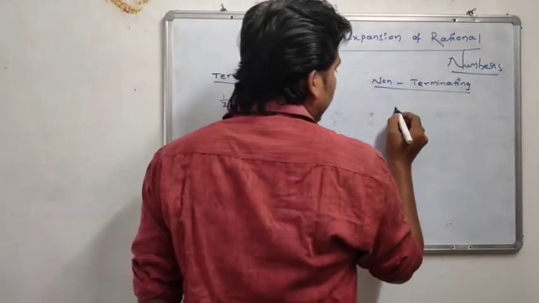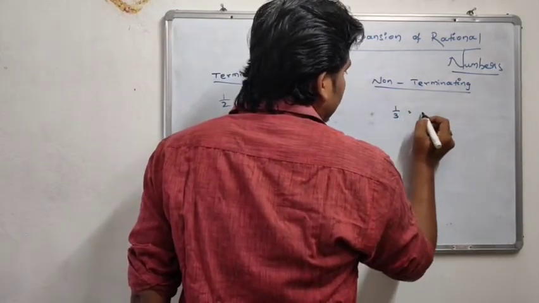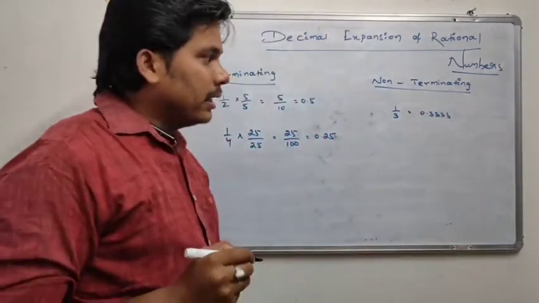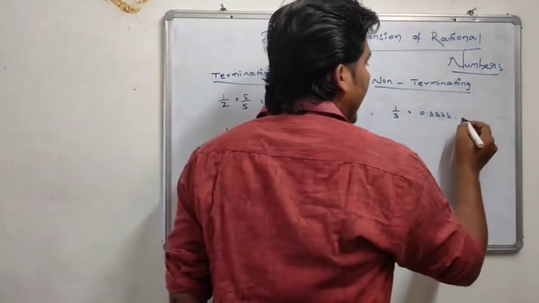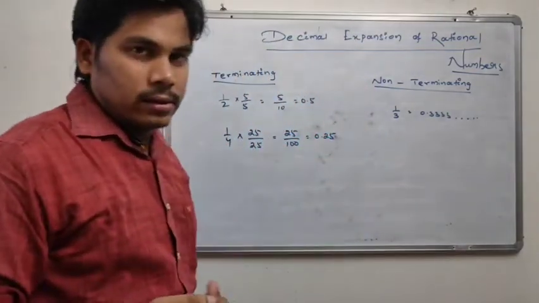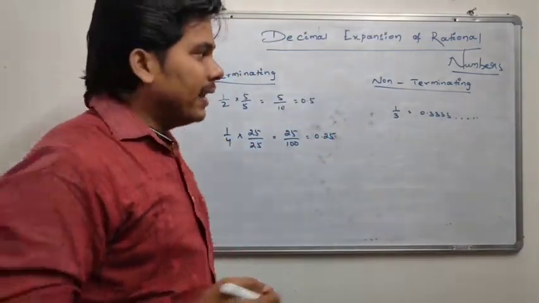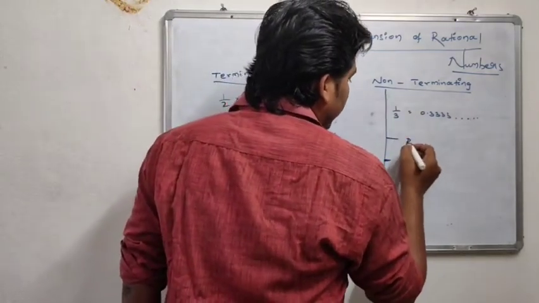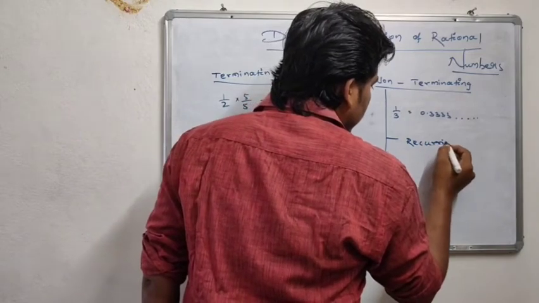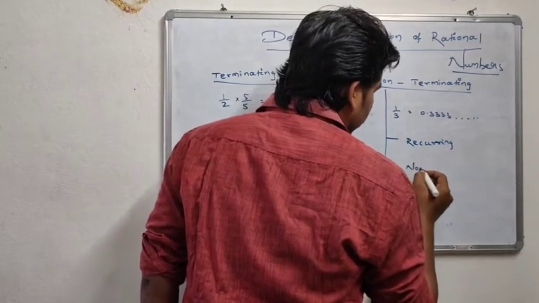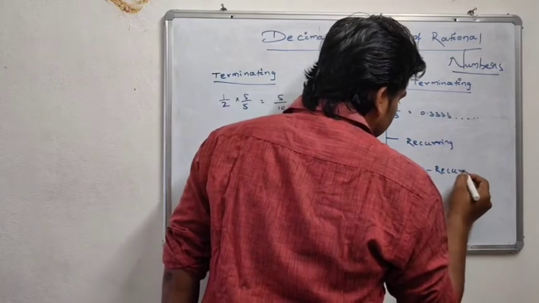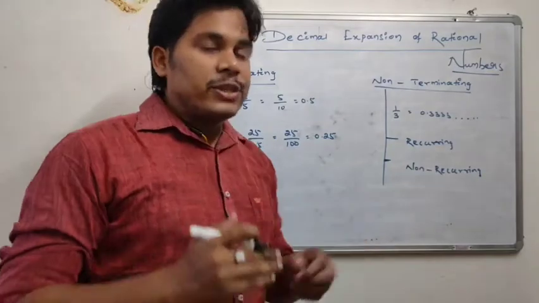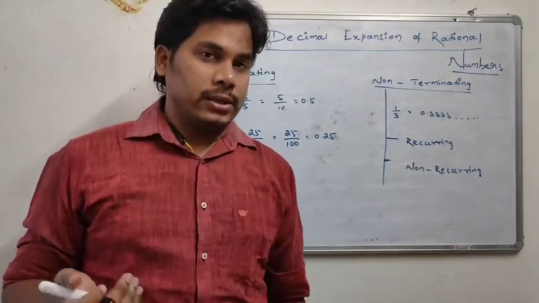If I write 1 by 3, this will be 0.3333. Understand? Here the number will continue as long as we continue the division. Then this is non-terminating. Hence this non-terminating is again divided into two types. First is recurring. Next is non-recurring.